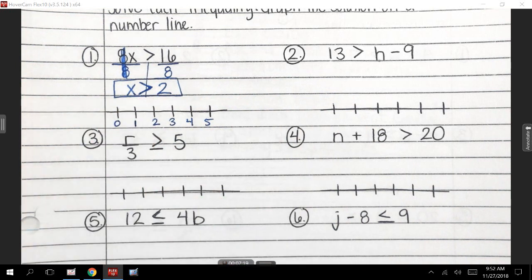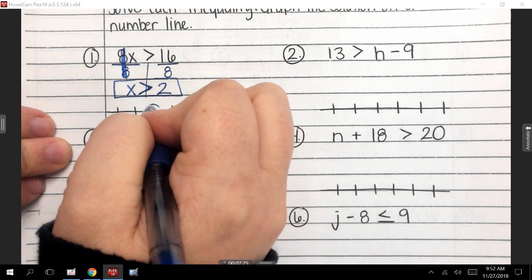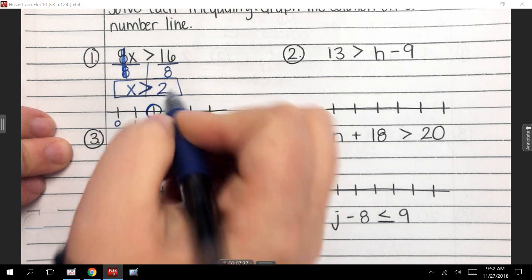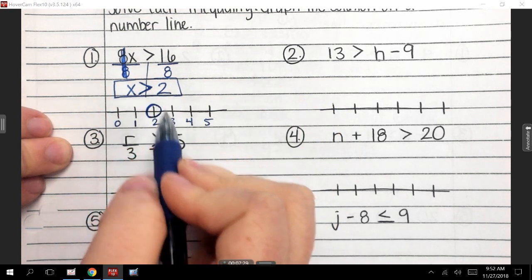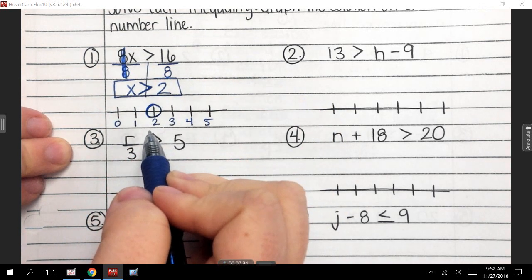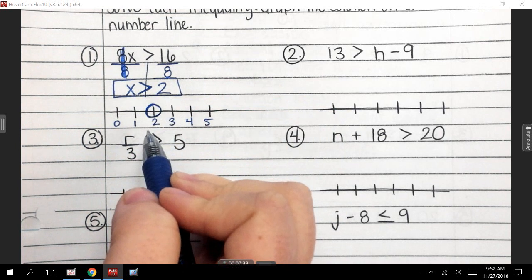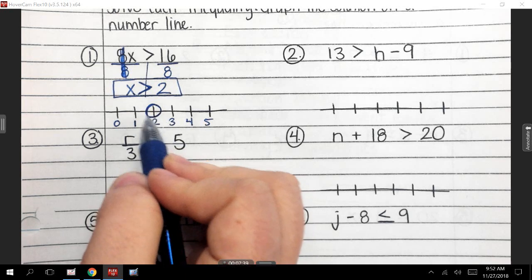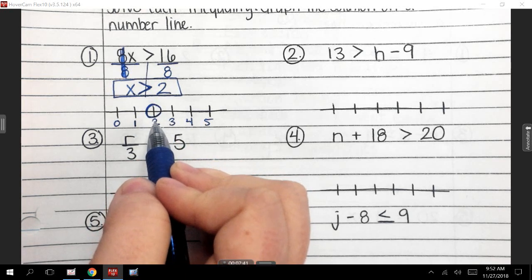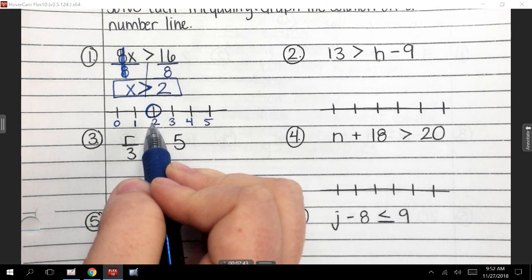All right. So now 2 is important. I need a certain type of dot on 2. What type of dot do I need? Juliana? An open dot. Remember, that's like my invisible dot. Because this says x is greater than 2. So can x actually be 2? No. So we're using that open, invisible dot because is 2 really there? No. It's just important. Okay? So we're circling it because it's important, but we're not filling it in.